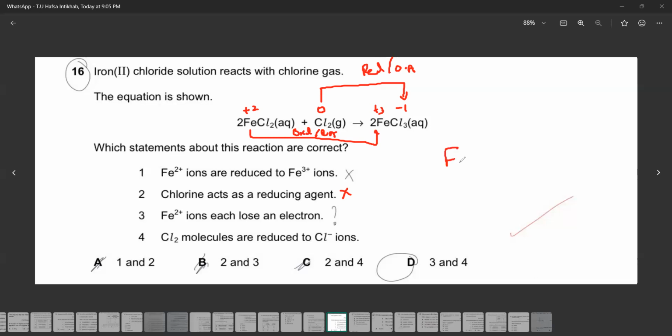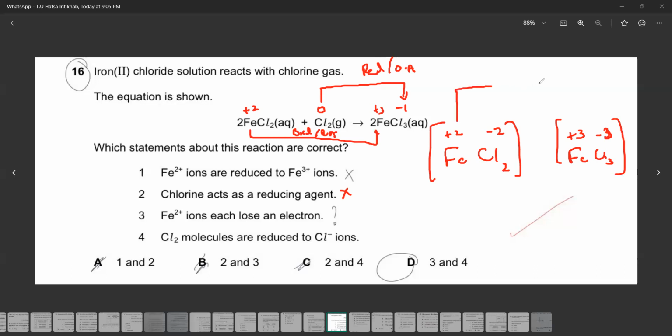In iron(II) chloride, FeCl2, each chlorine is -1, so 2 chlorines will be -2, so iron should be +2. And in iron(III) chloride, FeCl3, each chlorine is -1, so 3 chlorines will be -3, so iron should be +3 because the overall compound should be neutral. When we check the change in oxidation number, +2 becomes +3, which is an increase in oxidation number. We call that change oxidation, and the substance is a reducing agent.